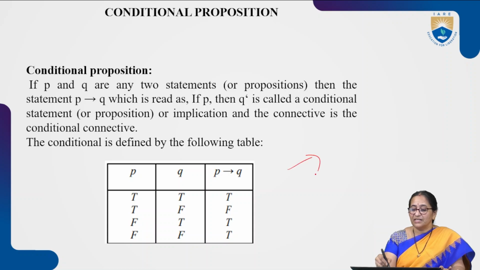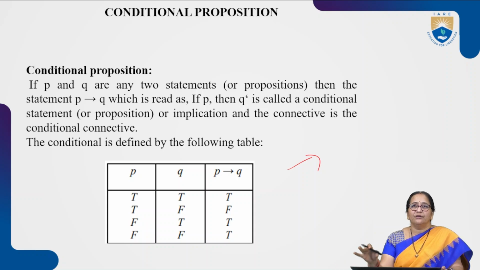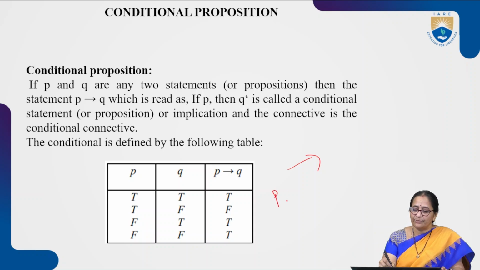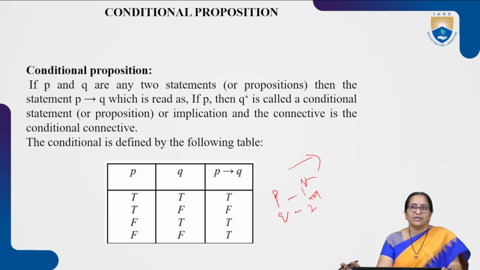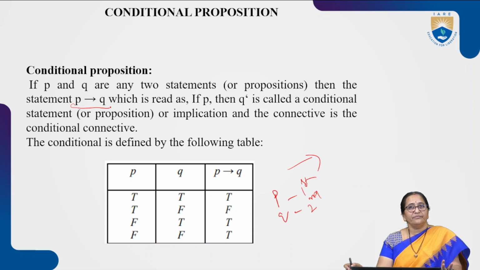The next one is the conditional proposition. If-else, that is the condition. If that statement is true, then what is the action I need to take? In the conditional proposition, if P and Q are any two statements, P is the first statement and Q is the second statement. Since a proposition is a declarative statement, we represent it as P to Q, which is read as if P then Q. That is called the conditional statement.